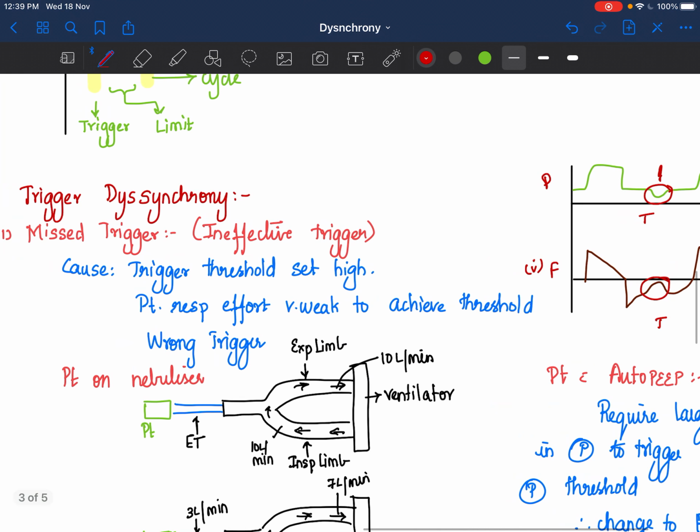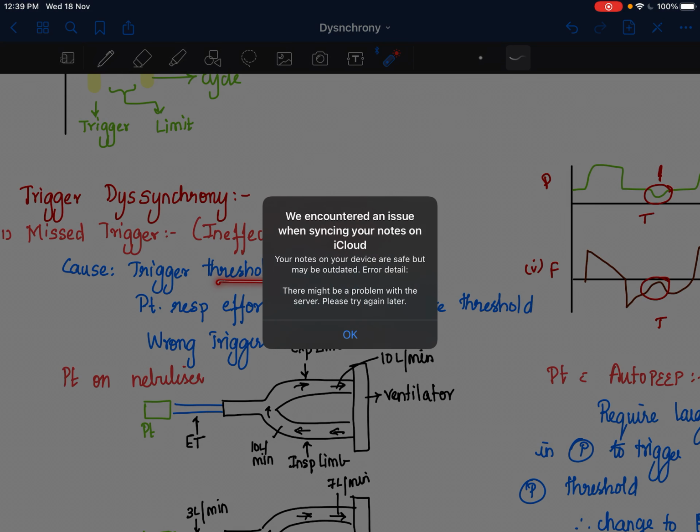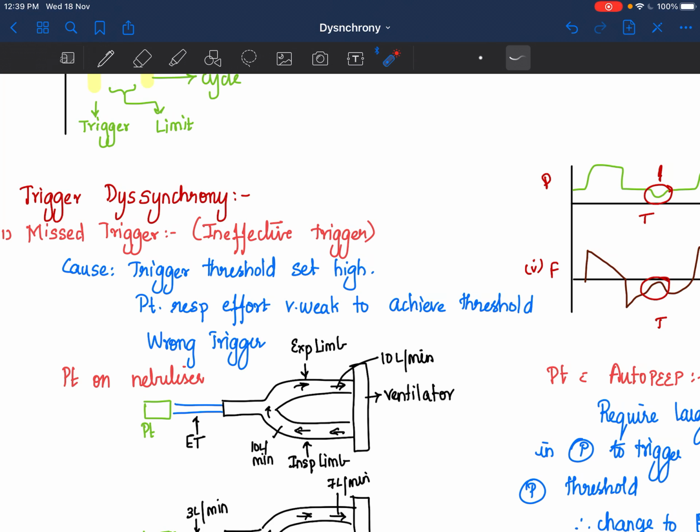Why? Either you have set the threshold too high. Say, for example, this patient is capable of initiating a spontaneous breath at only -2 centimeter of water, but you have set the trigger threshold at -5. The patient needs to take a breath enough to reduce the pressure to -5, and only then will the patient receive a breath, isn't it so? So if the trigger threshold is too high, you will have the problem of missing the trigger. Or the patient's respiratory effort, on the other hand, is too weak to achieve the threshold you have set. That is another possibility. Or you have chosen the wrong trigger.